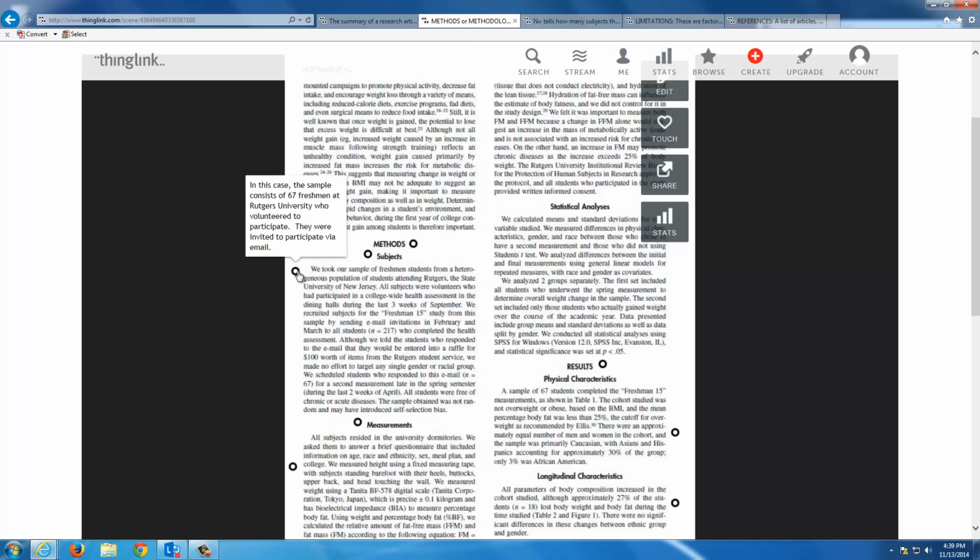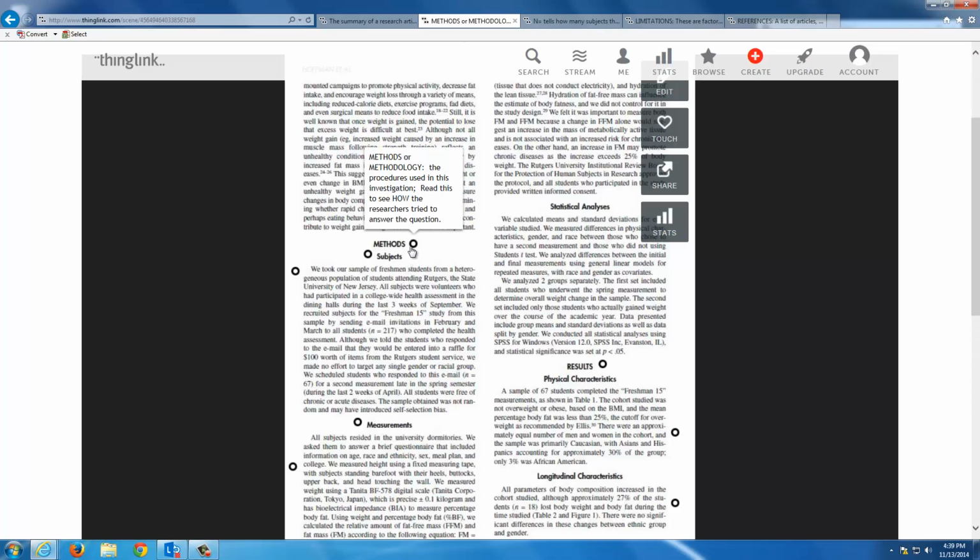So you'll see in this case the sample consisted of 67 freshmen who volunteered to participate. So when you're trying to get a brief idea about what a study was about, looking at this methodology section is going to be really important for finding out what did the researchers actually do to gather their data. The term measurements here refers to how the researchers quantified the data, so that's going to be looking at how did they measure the data they were looking at.